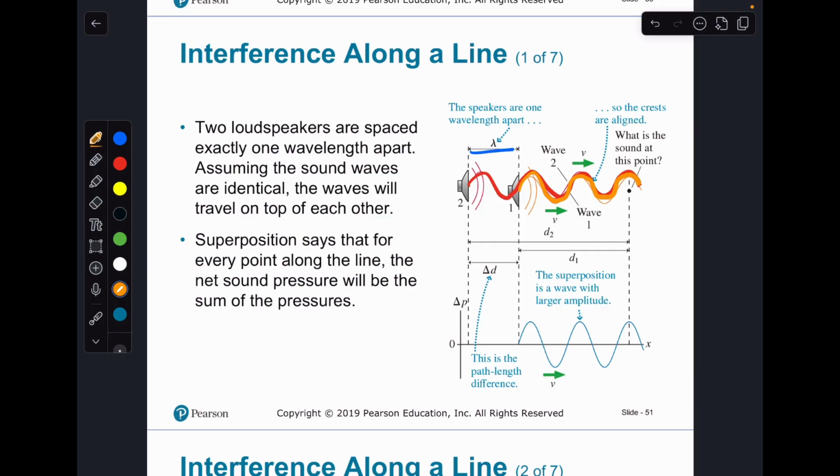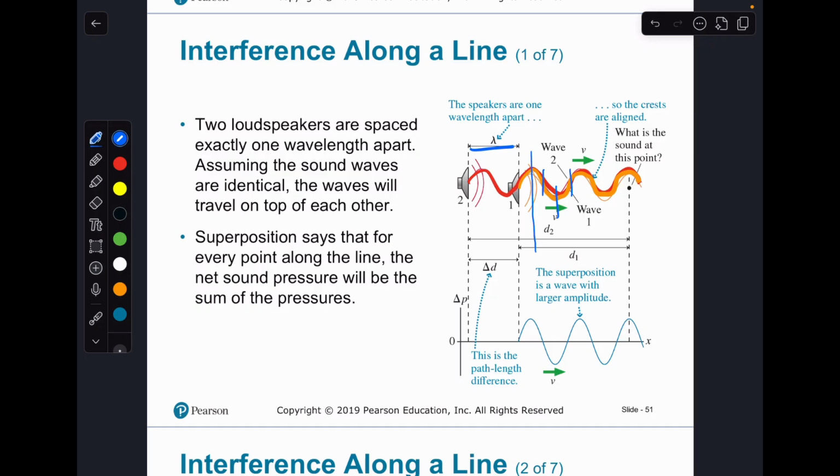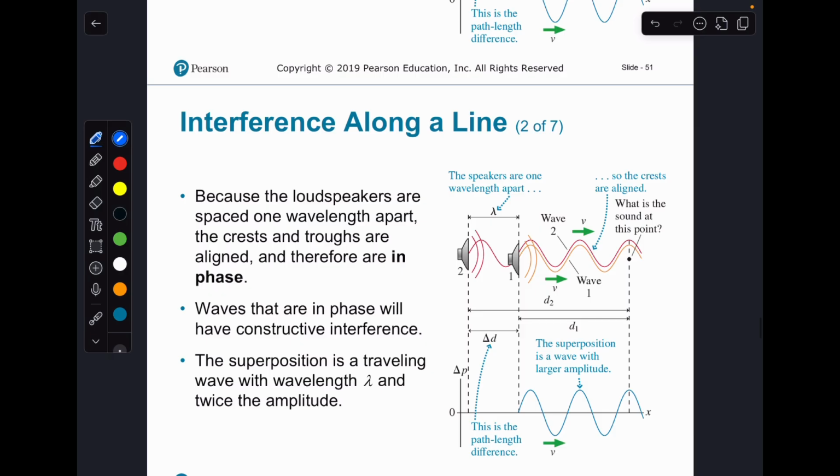And if the waves coming out of the speakers are identical, what you will see is that when those speakers are spaced a wavelength apart, everything's going to add up, right? You're going to get a peak, a super high peak, a super low trough, and your zeros are going to add to 0, right? Everything's going to add together, and you're going to get a wave that is a superposition of two equal waves. And so what's happening here is that the waves are constructively interfering.